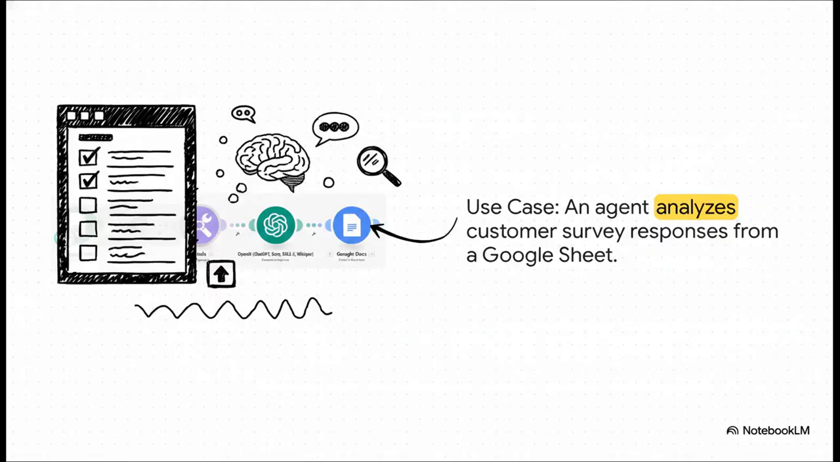Okay, so imagine this. You're collecting customer survey responses, and they're all pouring into a Google Sheet. Now, you could manually read through hundreds, maybe thousands of these, but who has time for that? This is a perfect job for an AI agent. The trigger is simple. A new row gets added to the sheet.